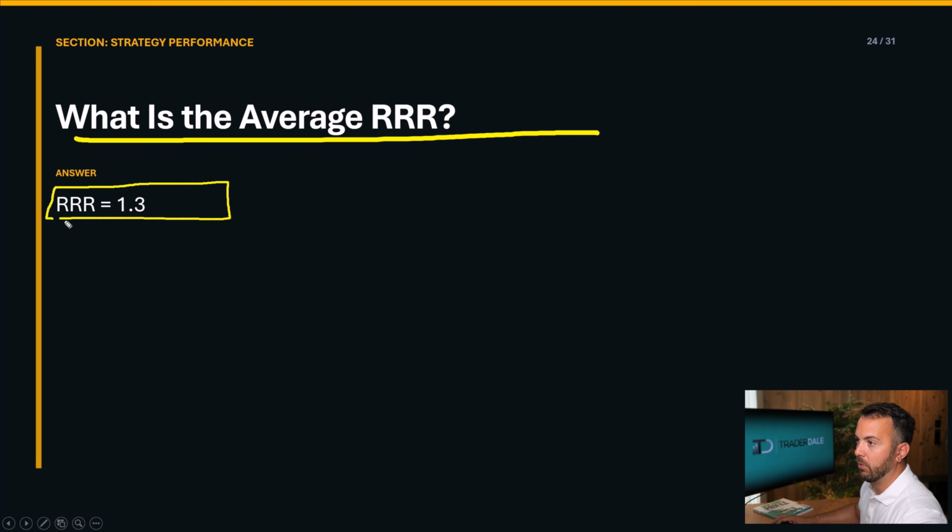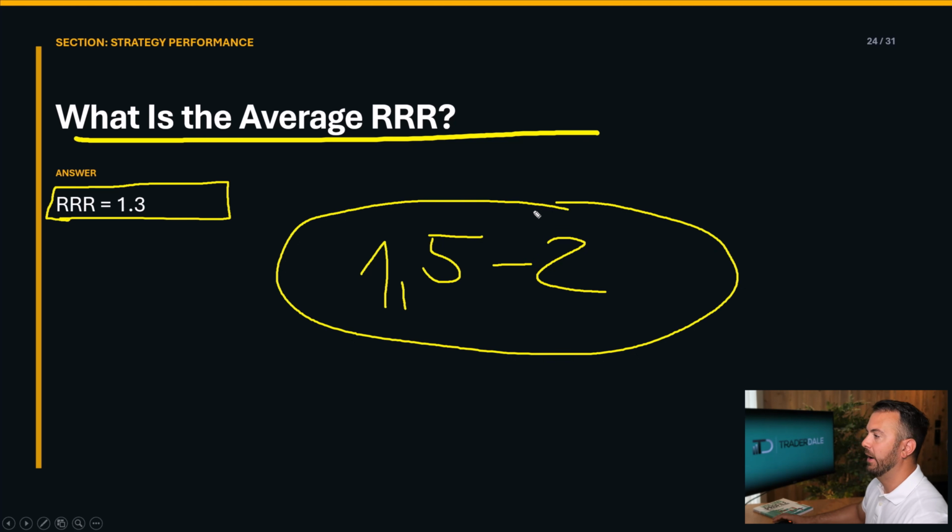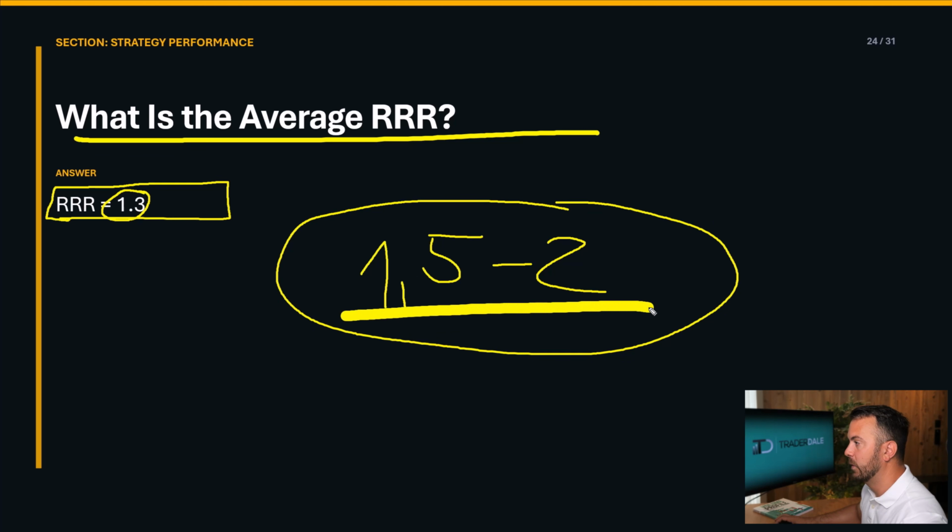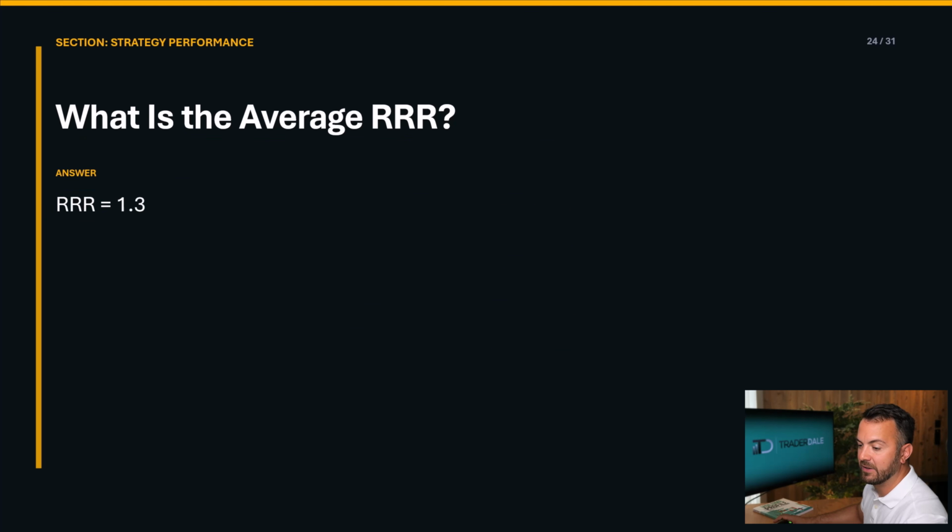Average is 1.3. Where I aim though is 1.5 to 2. That's like the sweet spot where I aim. But sometimes I just have to take trades with risk reward 1, and that brings the average down. So that's why it's 1.3. But this is where I aim. One rule that I follow is that the risk reward ratio needs to be at least 1, or ideally bigger.